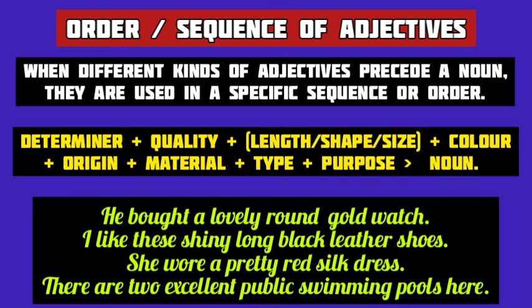In the fourth example, the determiner to comes at first, followed by the adjective of quality excellent. In the absence of other types of adjectives, we have the adjective of type public next, and finally we have the adjective of purpose swimming to describe the noun pools. But remember, this sequence or order of adjectives is generally followed, it's not strictly fixed.